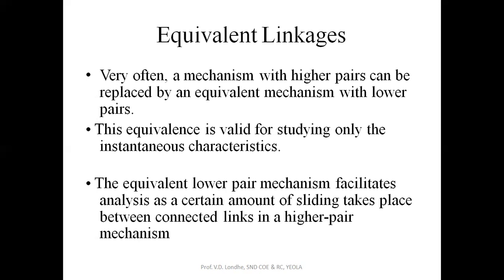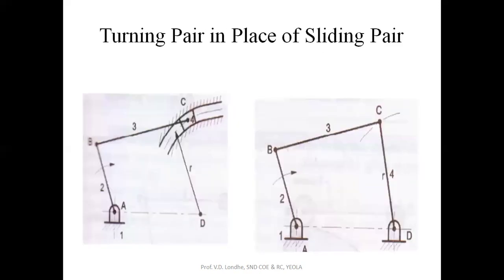Now we will see the cases of these equivalent linkages. The first case is a turning pair in place of a sliding pair. Here the sliding pair, a kinematic pair, has been replaced by a turning pair. In this diagram, link one is fixed, link two is the crank, which has rotary motion, and link three is the coupler, which is attached to the slider.